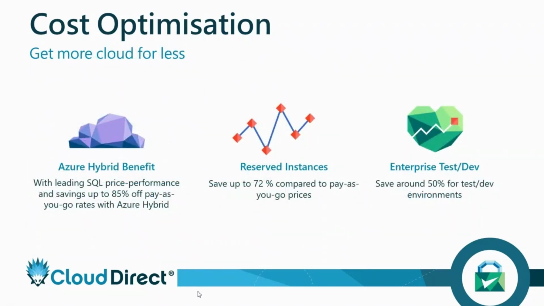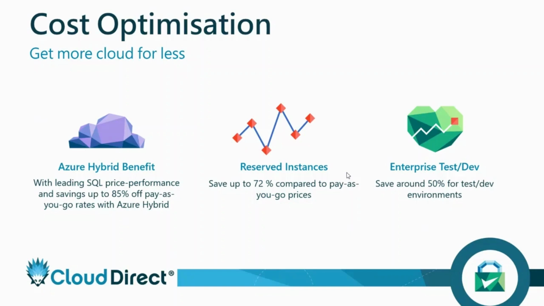So next, we're going to look at cost optimization around what you can do to save money. There are a few different programs out there that you may or may not be aware of. The first one is Azure Hybrid Benefit. Azure Hybrid Benefit is part of your benefits to do with software assurance.